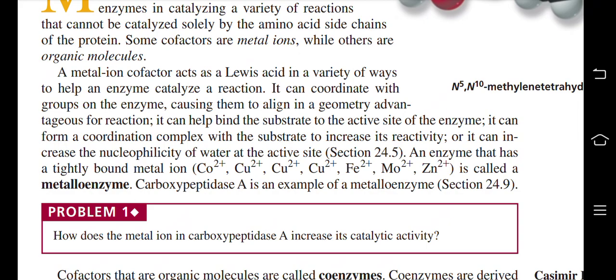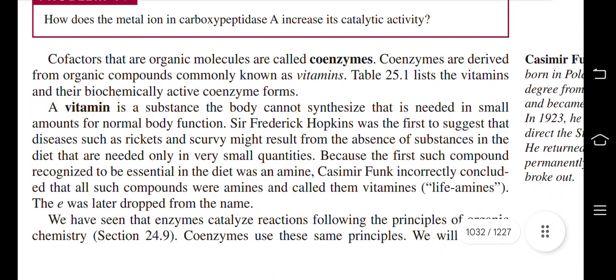An enzyme that has a tightly bound metal ion, that is Co2+, Cu2+, Fe2+, Mo2+, Zn2+, is called a metalloenzyme. Carboxypeptidase A is an example of a metalloenzyme. Cofactors that are organic molecules are called coenzymes. Coenzymes are derived from organic compounds commonly known as vitamins. A vitamin is a substance that the body cannot synthesize, that is needed in small amounts for normal body function.